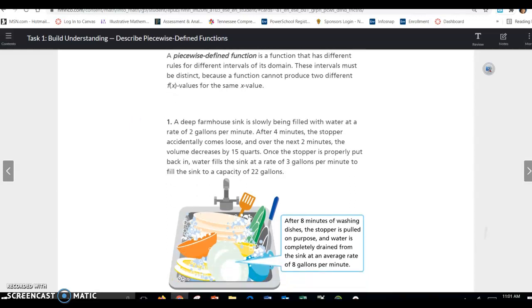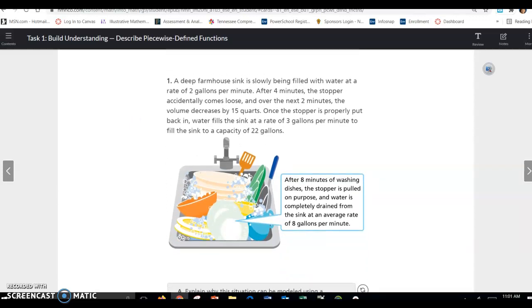A deep farmhouse sink is slowly being filled with water at a rate of 2 gallons per minute. After 4 minutes, the stopper accidentally comes loose, and over the next 2 minutes, the volume decreases by 15 quarts. Once the stopper is properly put back in, water fills the sink at a rate of 3 gallons per minute to fill the sink to a capacity of 22 gallons. After 8 minutes of washing dishes, the stopper is pulled on purpose and the water is completely drained from the sink at an average rate of 8 gallons per minute.